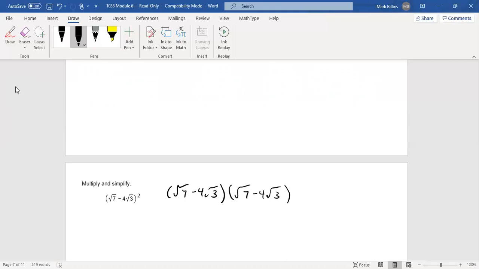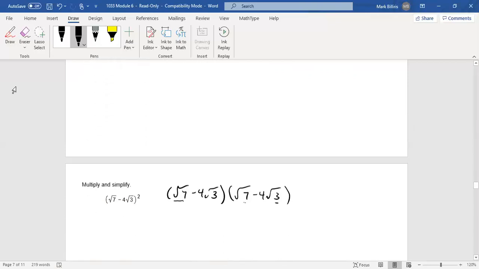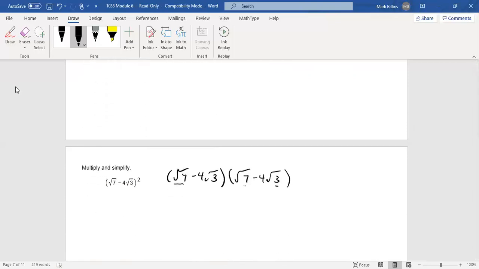So I'm going to start by taking the square root of 7 and multiplying it times both terms. So the square root of 7 times the square root of 7, yes, it's the square root of 49, but remember what we just talked about. So what we talked about was anytime you multiply a radical times itself, it's simply removing the radical sign. So make life easier on you. So when I multiply the square root of 7 times the square root of 7, that's 7. Notice it's not underneath the radical sign.